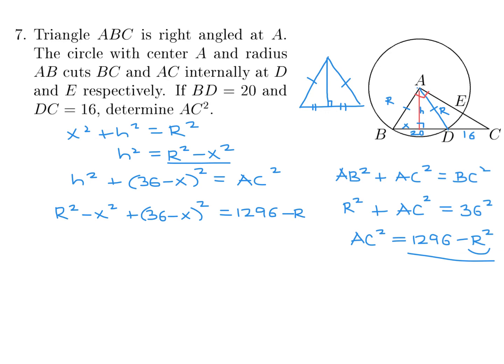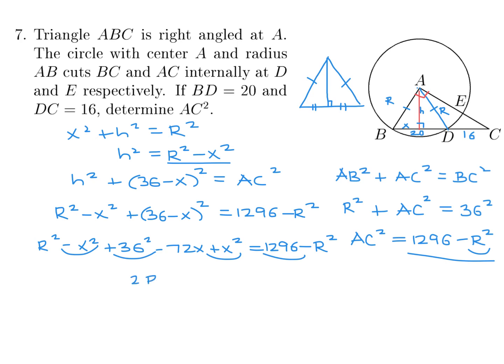1296 minus r squared. All right, let's expand this out. This gives me r squared minus x squared plus 36 squared minus 72x plus x squared is equal to 1296 minus r squared. Okay, some good news here. These guys go, and this is the same as that. Then if I bring this r squared over, I get 2r squared, and bring the other guy over, I get 72x. Divide through by 2, r squared is equal to 36x.